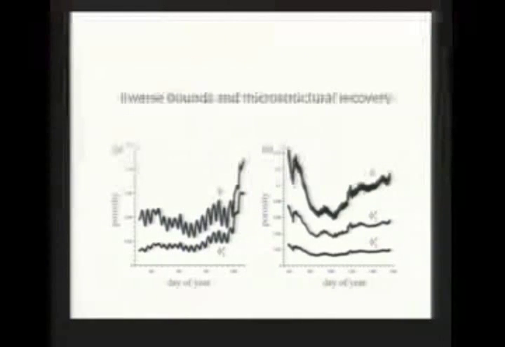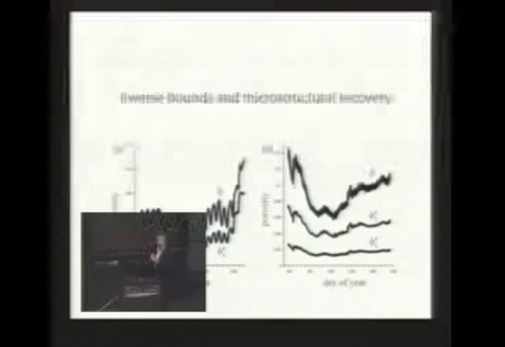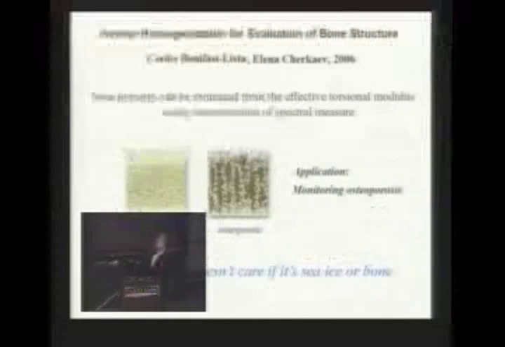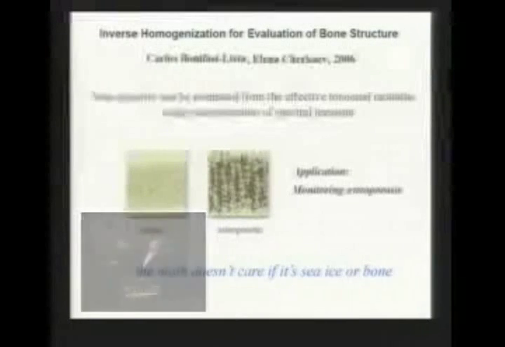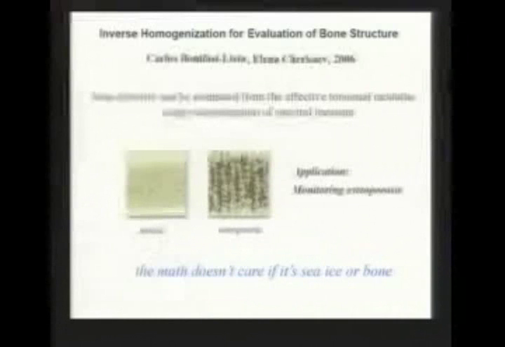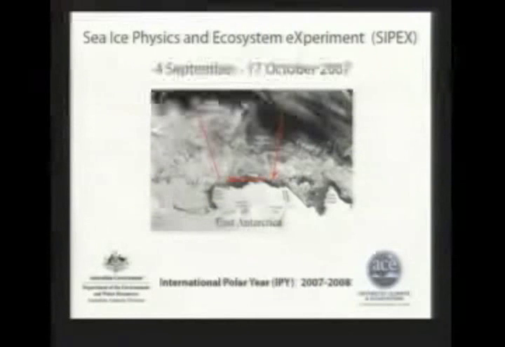We also invert that electromagnetic data for the porosity of the ice. And then one of my colleagues has been using those same ideas so that bone porosity can be estimated from the effective torsional modulus, using reconstruction of this so-called spectral measure to help out in monitoring osteoporosis. The bottom line is, and that's why you should study math, the math doesn't care if it's bone or ice or whatever. That's the power of mathematics.